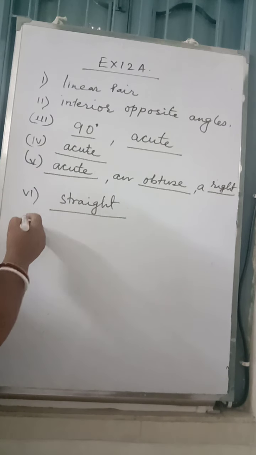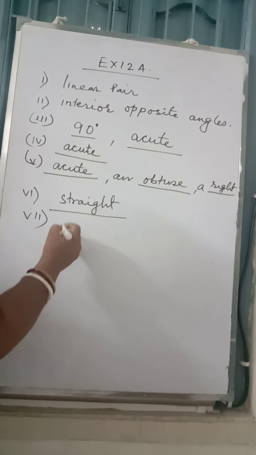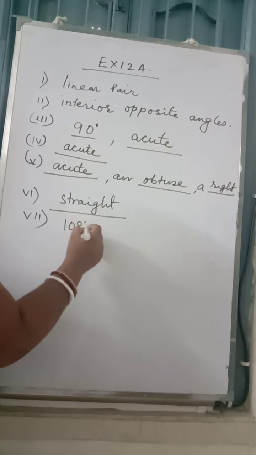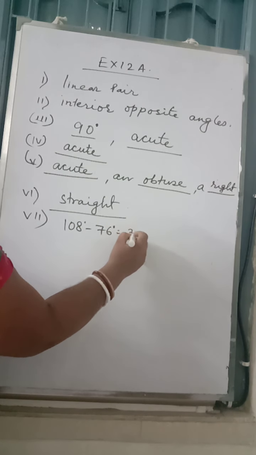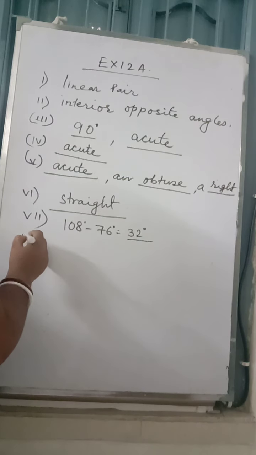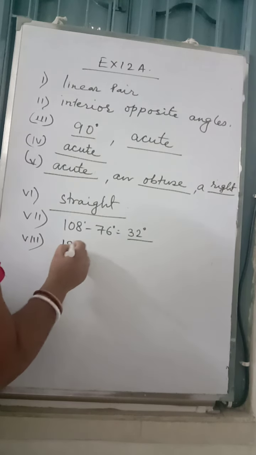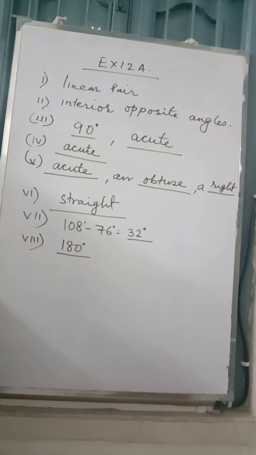Number 7, if the exterior angle of a triangle is 108 degree, one of the interior opposite angles is 76 degree, then the measure of the other interior angle shall be 108 minus 76 is equal to 32 degree. It would be the answer. Last, the sum of the measures of 3 angles of a triangle is, what is that? Sum of all the 3 angles is 180 degree. This is called angle sum property of triangle. Already we have learned this.